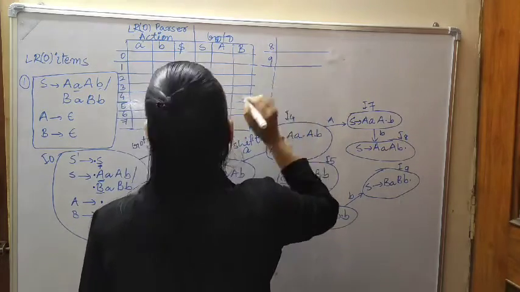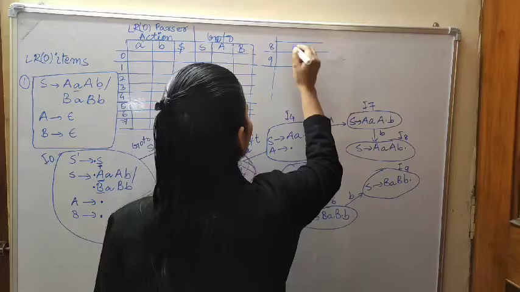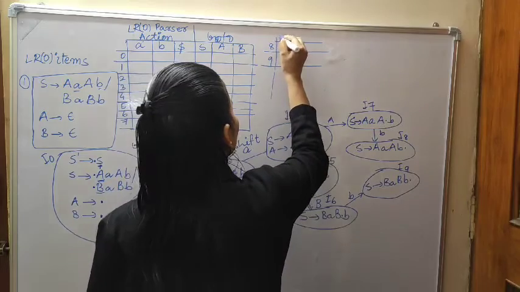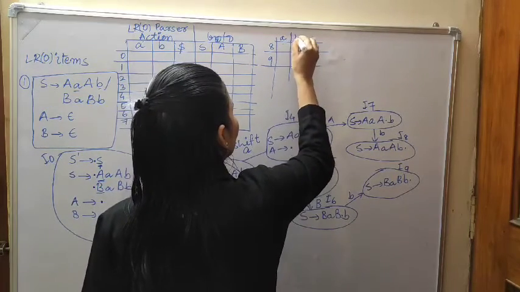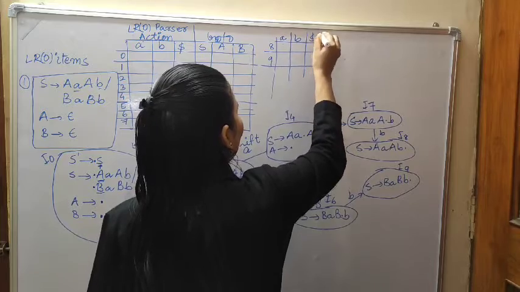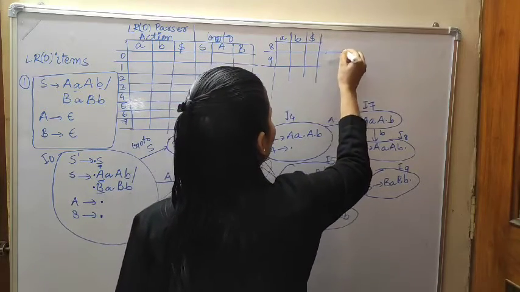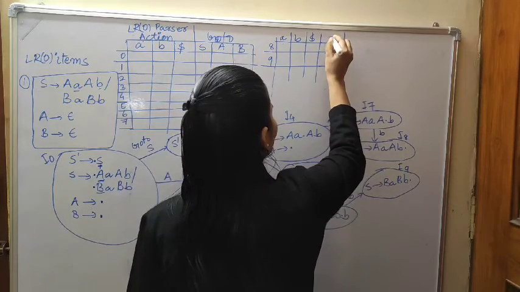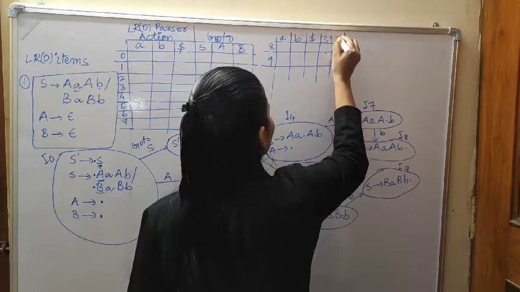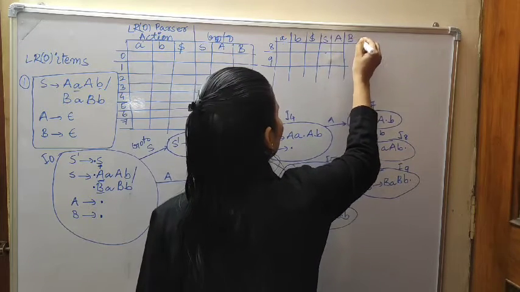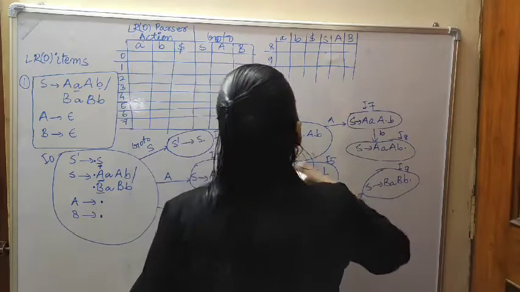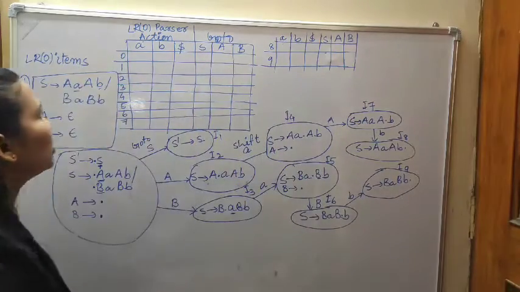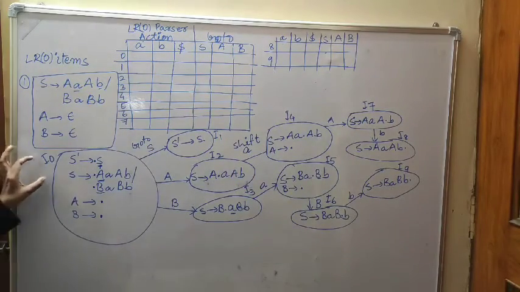Here, in the action part, what is given? a, b, dollar, and the go-to part has S, A, B. So this is the table. Now we will check the I0 part.